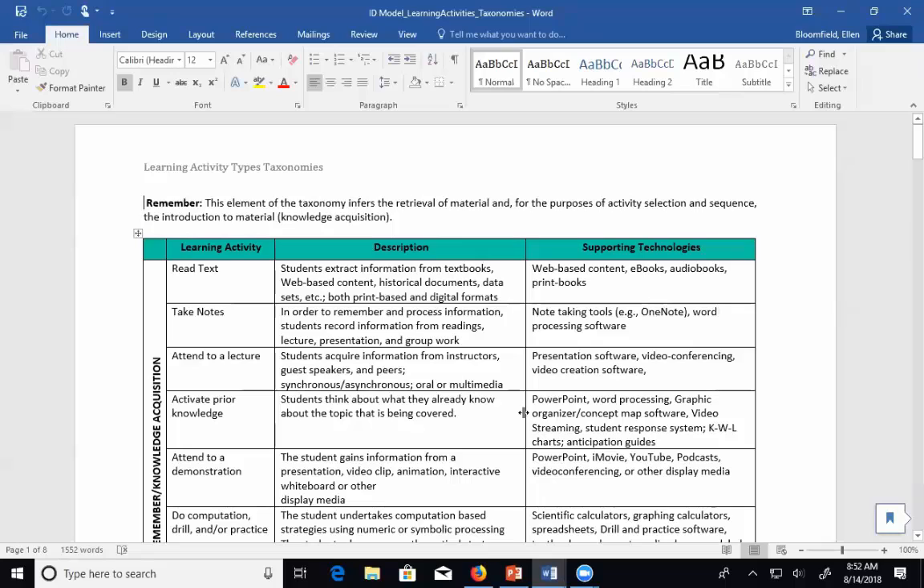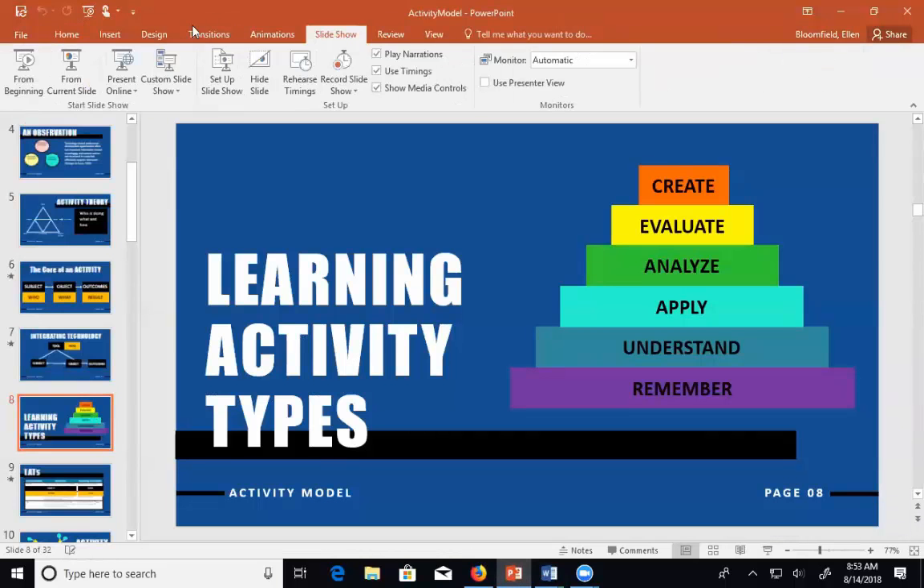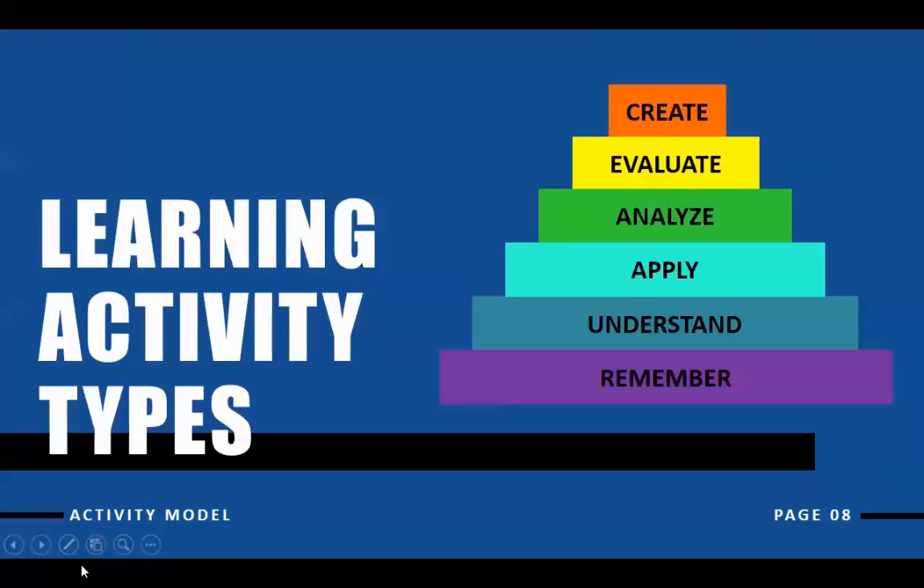So yesterday, remember that taxonomy table we did, the boxes and stuff? Okay, now you're going to go back and look at what levels they are, and then you can reference this when we start to pick out activities of things you need your students to do. So that's what that table is. So that is the learning activity type taxonomy.